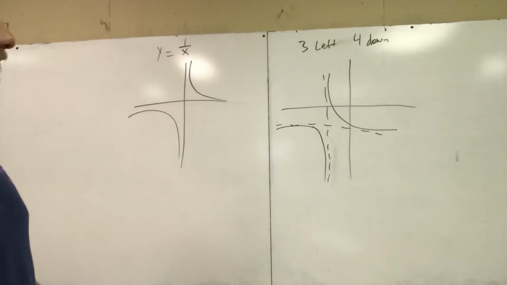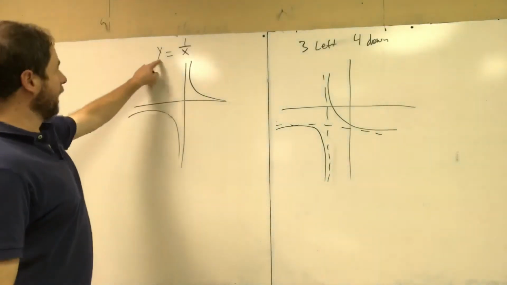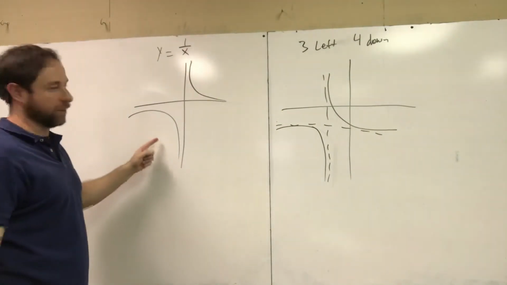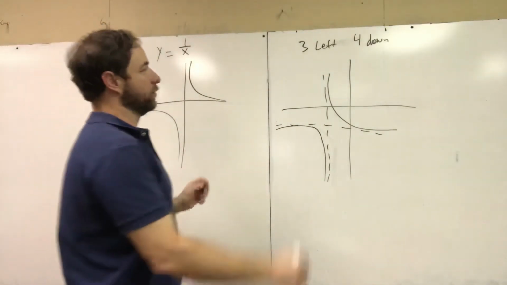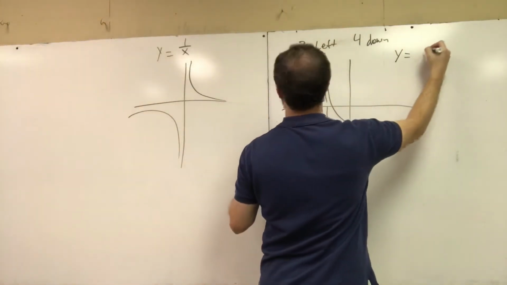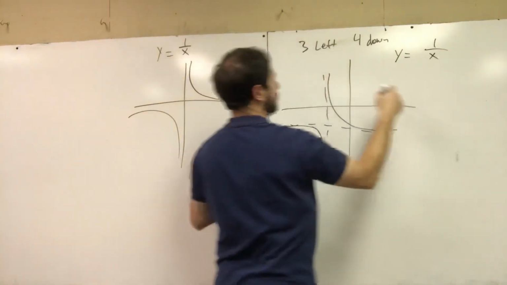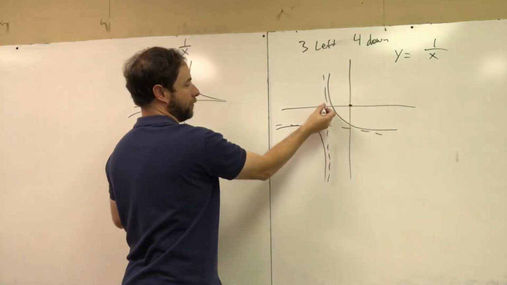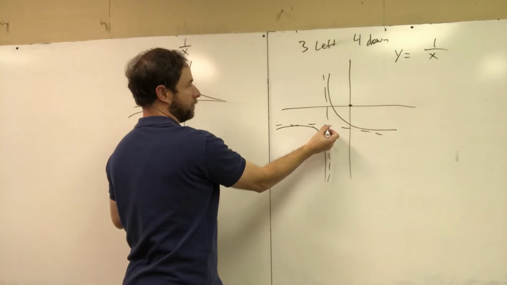In this next problem, they say graph y equals 1 over x. You put that in your calculator. That's what it comes up to be. Then they ask you to manipulate it, and they want you to take y equals 1 over x and go 3 over from the origin, 3 over, and 4 down.